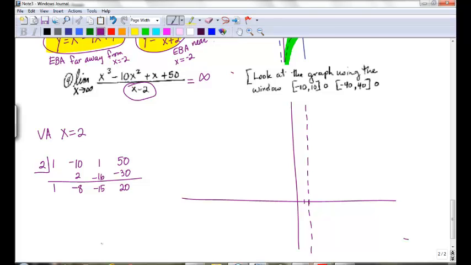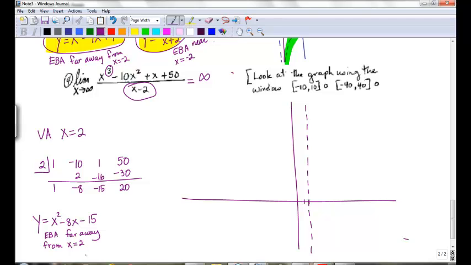Now the quotient is the end behavior asymptote far away from our vertical asymptote. So if this was an x to the third, then this is an x squared. So it's 1x squared minus 8x minus 15, and you always write it with y equals. So that is our end behavior asymptote far away from x equals 2. Not the negative, it's just 2.